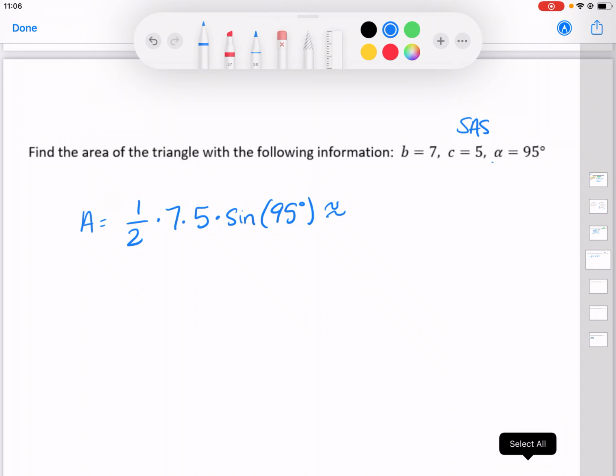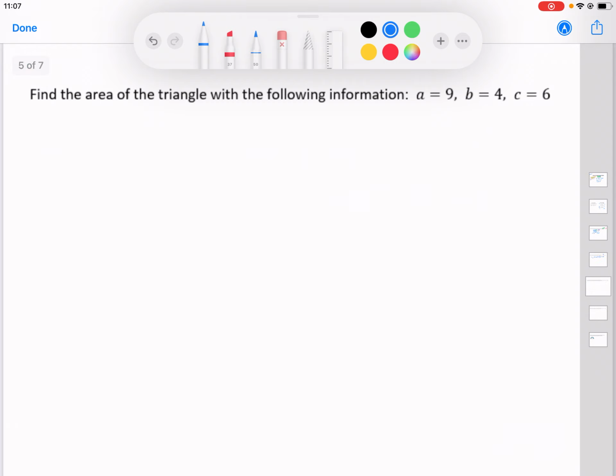And apparently I don't have that one, so I'm gonna grab a calculator. I didn't type this one in already. So 7 times 5 times that times sine of -5, you get approximately 17.43 square units. And that's it. Easy enough, right?